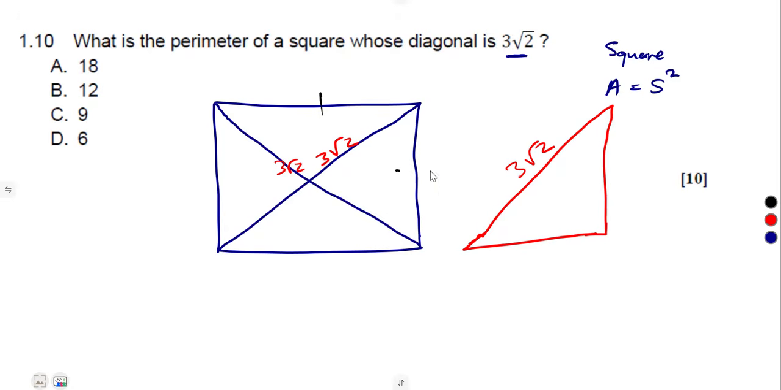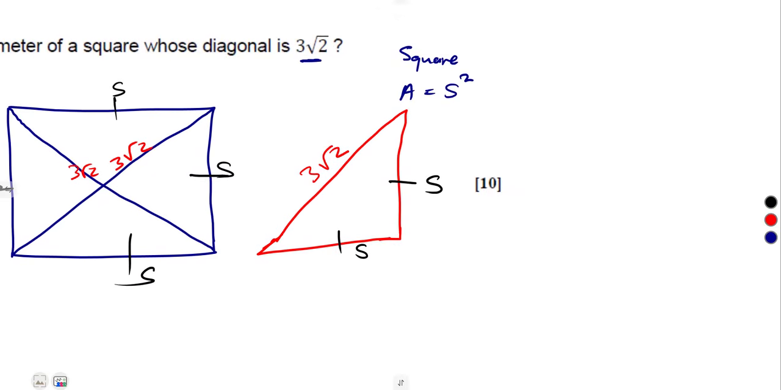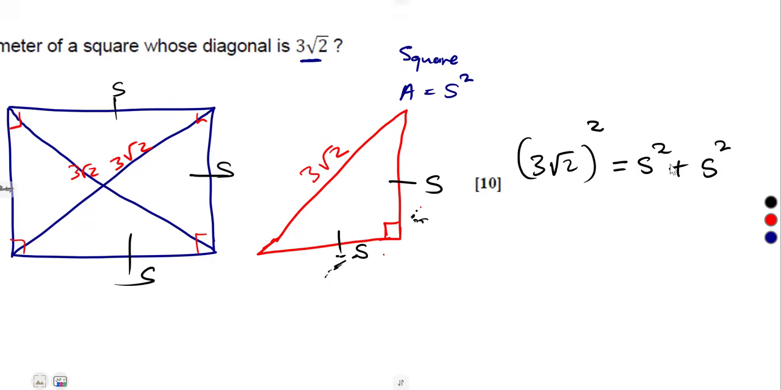Remember, in a square, all sides are equal. So this is S, this is S, this is S, this is S. We can find S because we are in a right angle triangle. Why? In a square, the angles are each 90 degrees. From our Pythagoras theorem, hypotenuse squared, 3 square root of 2 squared, is equal to the sum of the squares of the shorter sides, so S squared plus S squared.